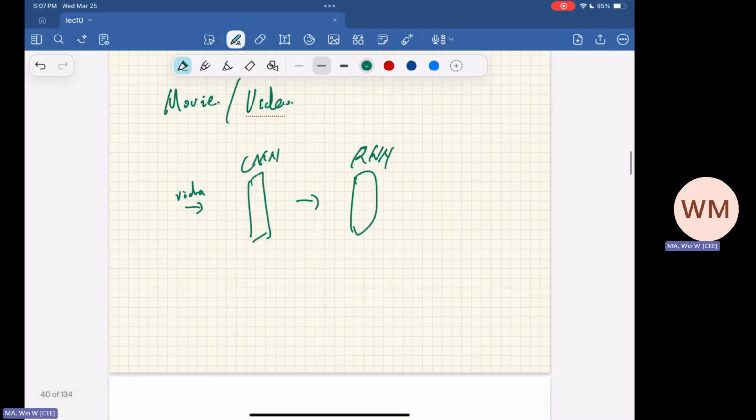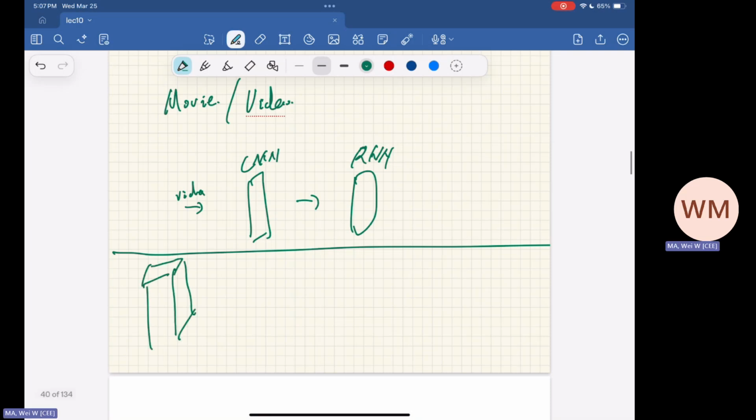Or we think of another one. In a building, we have a lot of sensors. Those sensors provide time series data, but those sensors also have some relationship in the building, right? So you can use GNN plus RNN to process this type of data. Depending on the type of data, you can use different types of neural network to process it.